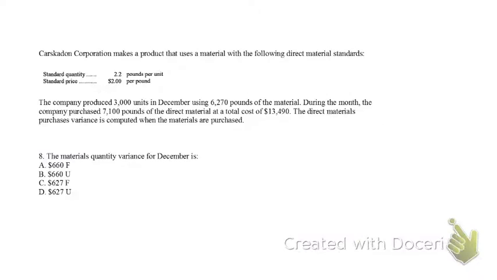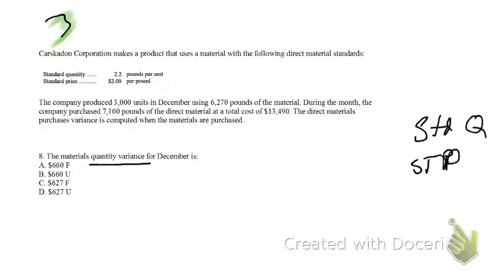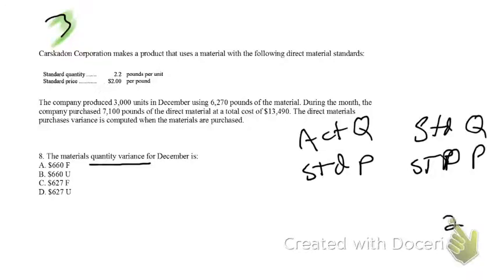Moving on to question number 3. Once again, I'm looking for a quantity variance. So I'm looking for the 2 right-hand columns, so I need to know the standard quantity and the standard price, and I need to know the actual quantity and the standard price. The standard price is $2, so that's easy enough.